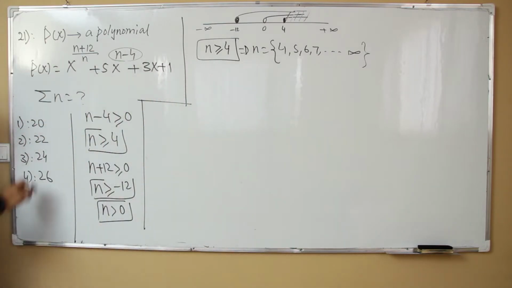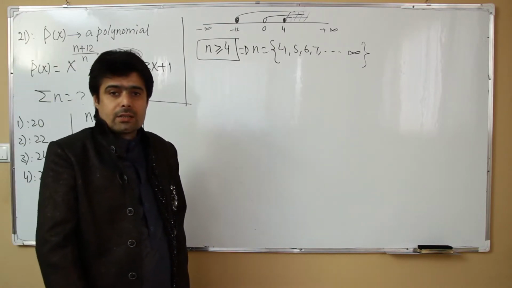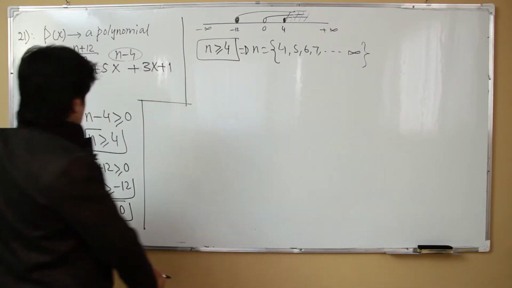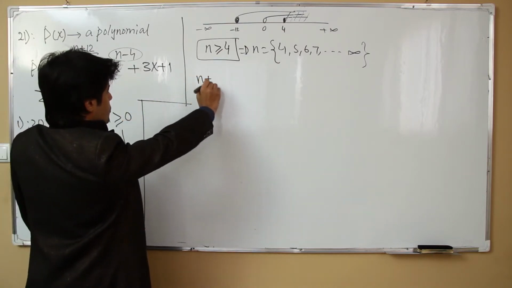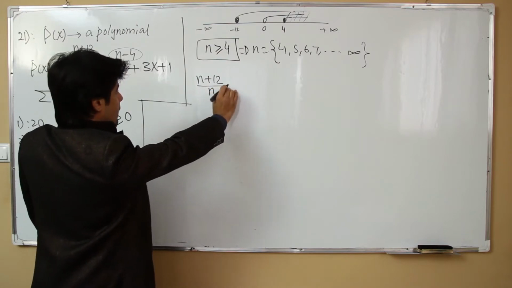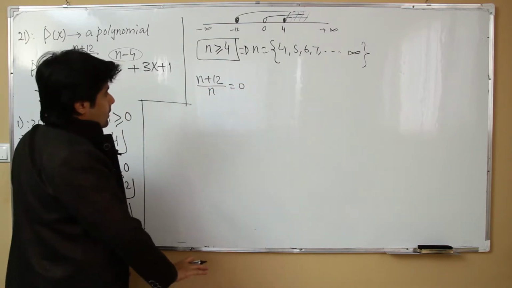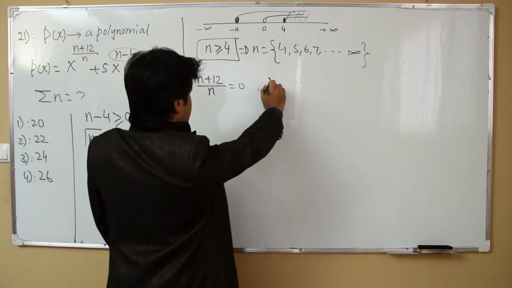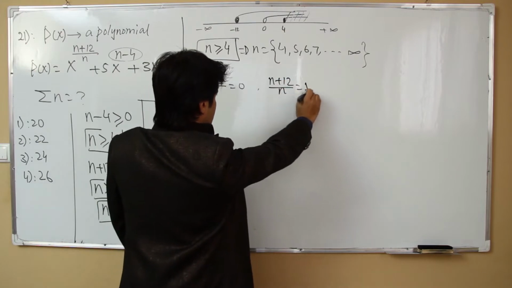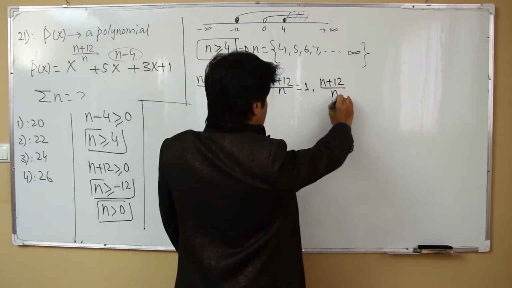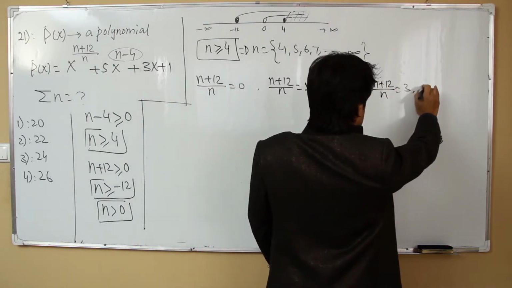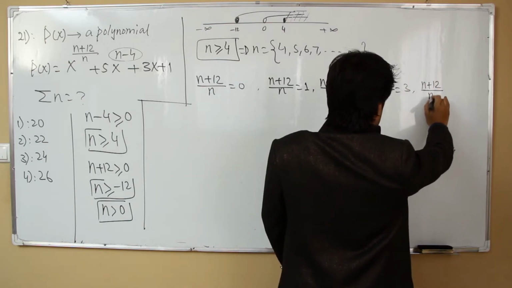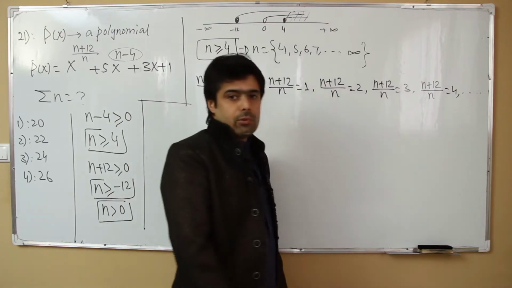But the answers are not infinity. They are 20, 22, 24, 26. It means we have something else also in this question. That one is that this fraction, n plus 12 divided by n, can be 0. Yes. This n plus 12 divided by n can be 1. It can be 2. It can be 3. It can be 4 and can be up to infinity.